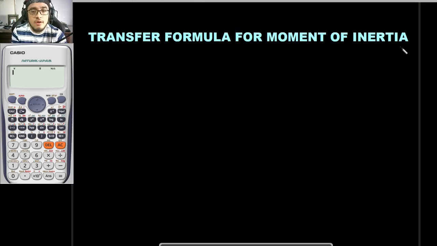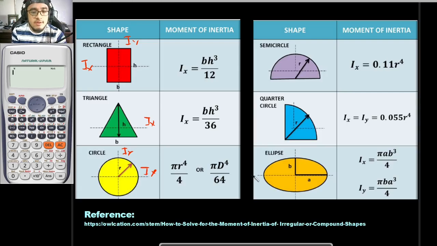The idea behind the transfer formula is that, for example, you have already solved for the inertia about the centroidal axis, which is here. So let's say this is your centroidal axis, and you want to solve for the inertia about this axis right here. What we would be doing is transferring the moment of inertia about this axis to this point with the use of the transfer formula.